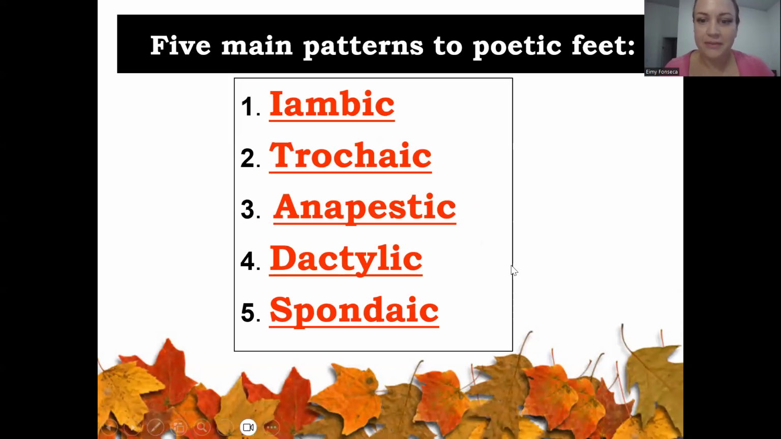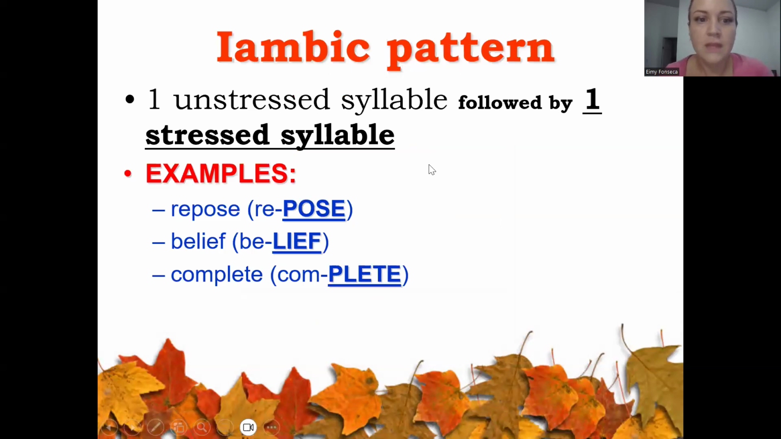So there are 5 main different patterns of poetic feet. The first one is called the iambic. Then we have the trochaic, the anapestic, the dactylic and the spondaic. I'm going to explain to you what they are. The first one, iambic, okay? It's formed by one unstressed syllable that is followed by one stressed syllable.